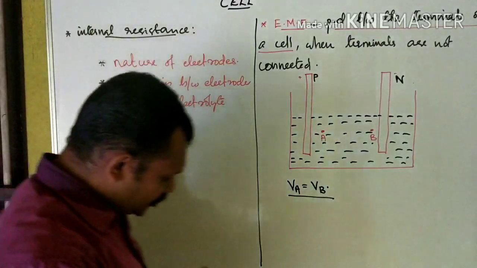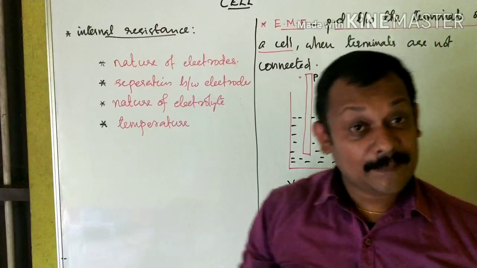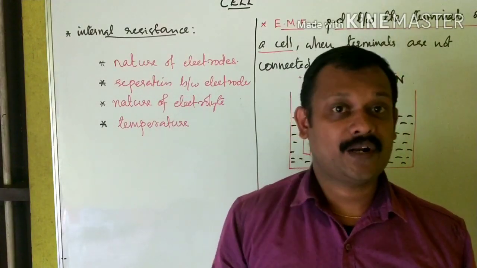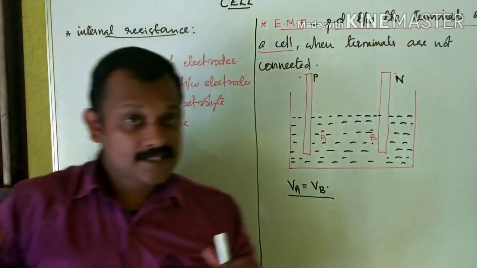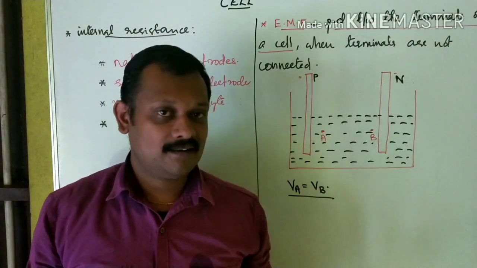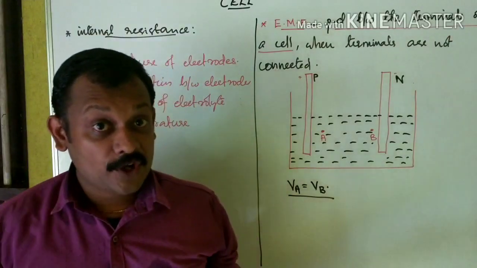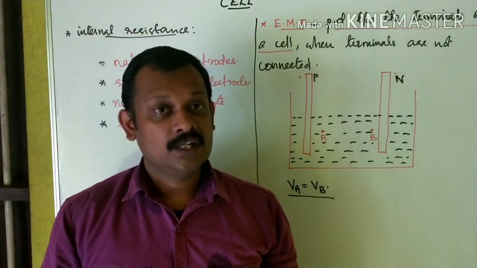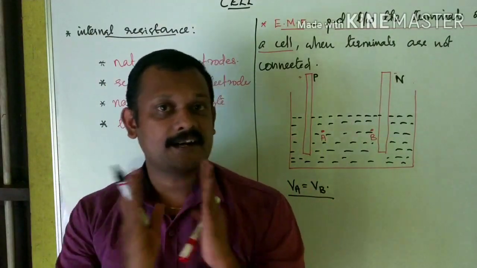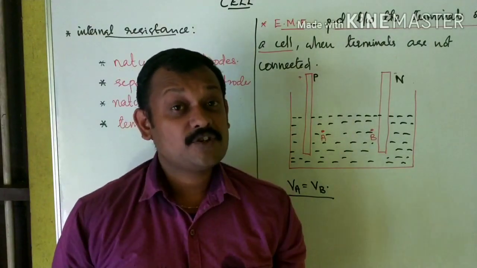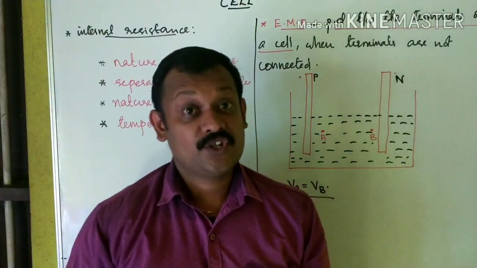Internal resistance of a cell depends on temperature. How? I cannot explain. It may increase or decrease with rise in temperature, because then these factors also will come into play. So what is internal resistance? It is a resistance offered by a cell. It depends on nature of electrodes, which includes purity, then separation between the electrodes. How much the electrodes are separated also determines the internal resistance of the cell. Then purity and concentration of electrolyte, altogether nature of electrolyte, and finally temperature.